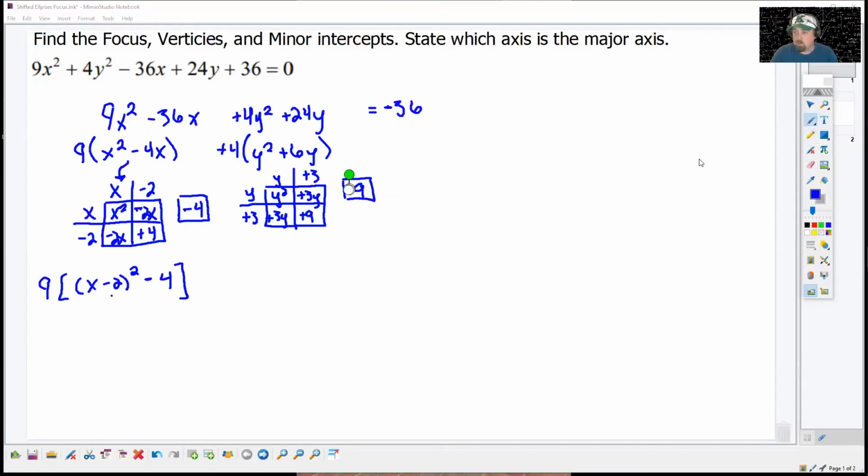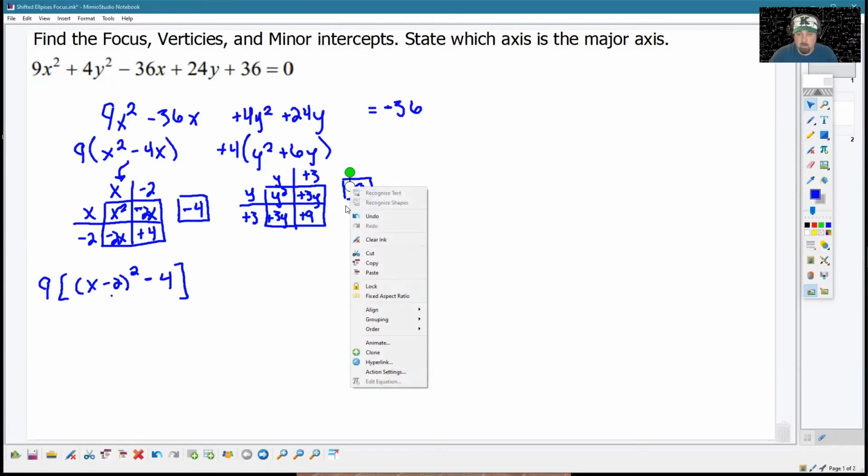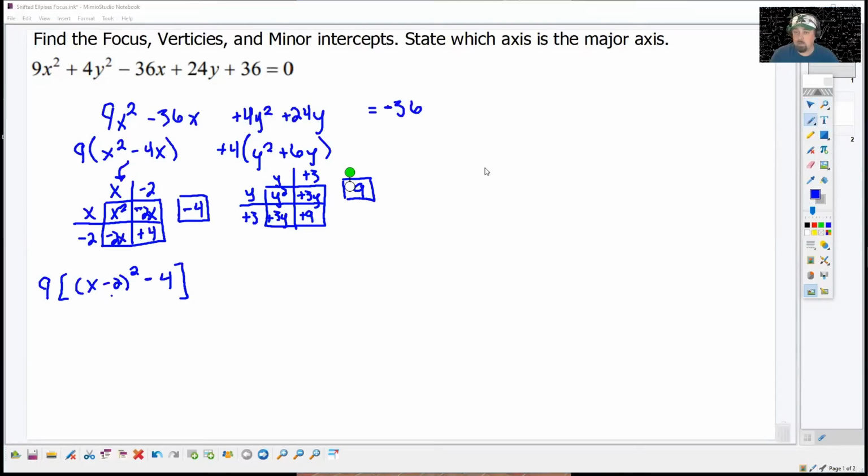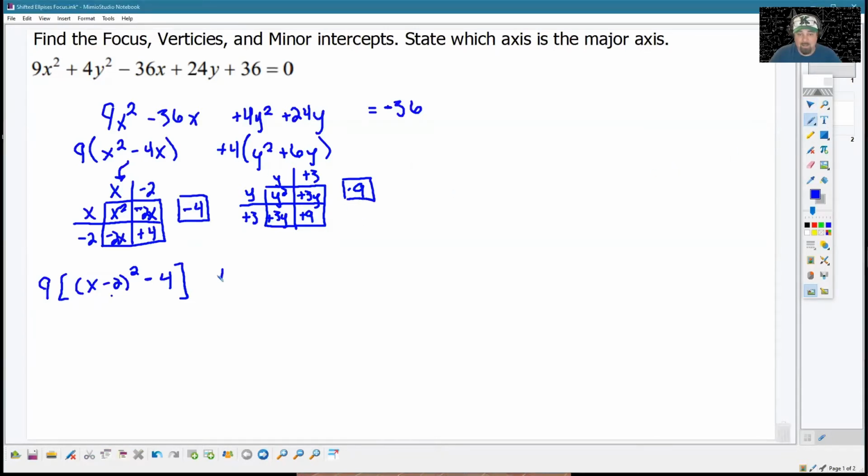Apologize about that, let's get that fixed. So minus 9. It's not wanting to let me do it. We'll leave it. That looks like minus. Anyways, come down here. Don't forget about the 4 in front. We've got 4 times (y plus 3) squared minus 9 equals negative 36.